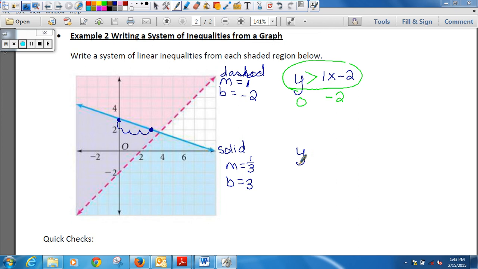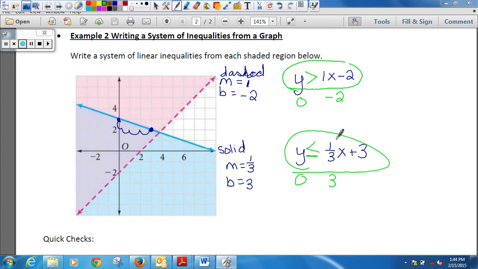So I get y, 1/3 x plus 3. I'm going to try 0, 0 in there. 1/3 times 0 is 0, plus 3 is 3. 0 is less than 3, so that's my sign. And I need an equal to part there as well because it's a solid line. So there is my system of equations, my two equations right there.